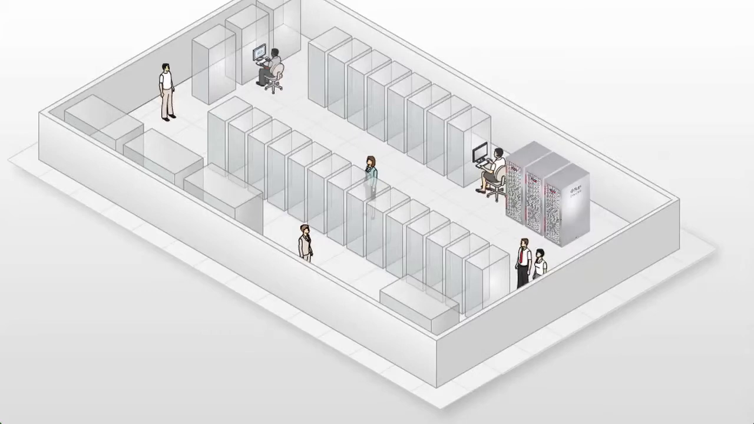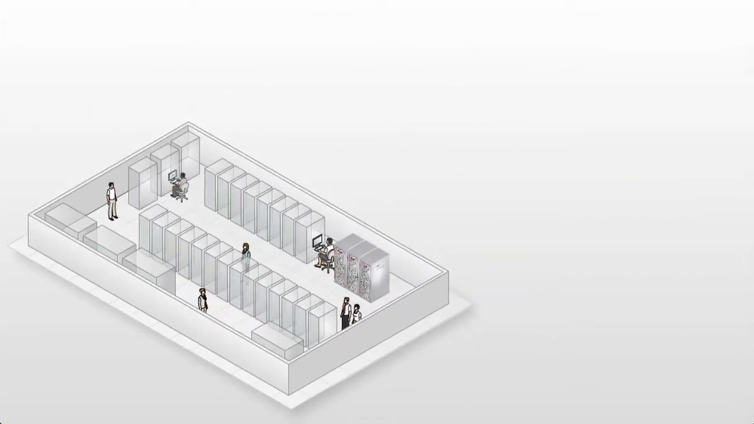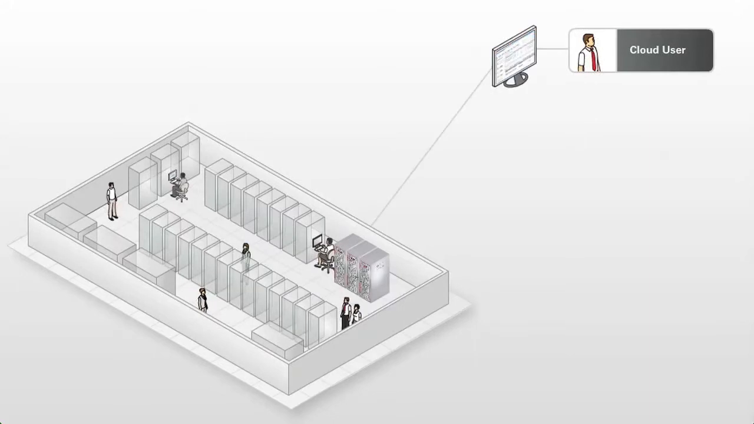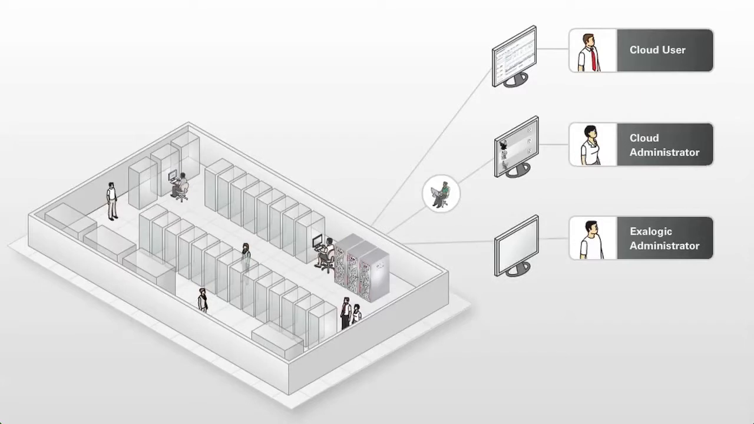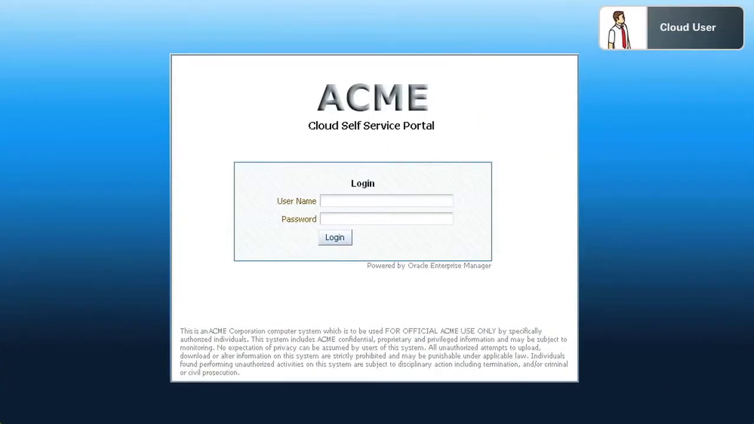We'll look at 3 key user roles. John, the cloud user, who runs business applications. Lisa, the cloud administrator, who creates user accounts and allocates system resources. And Mike, the ExaLogic administrator, who manages the system itself. We'll start with the cloud user.